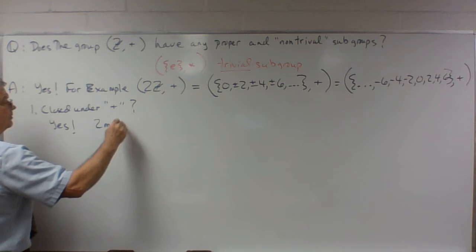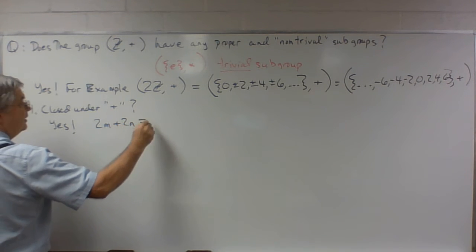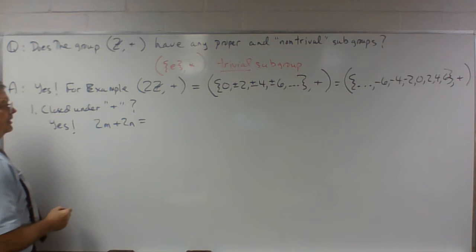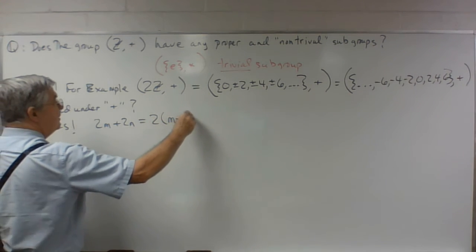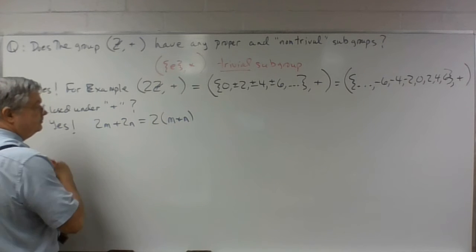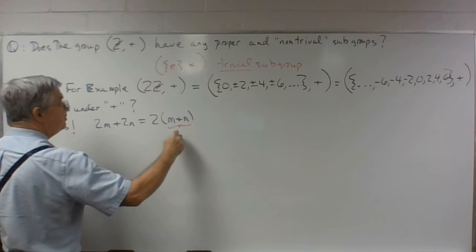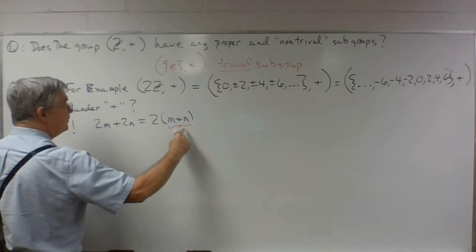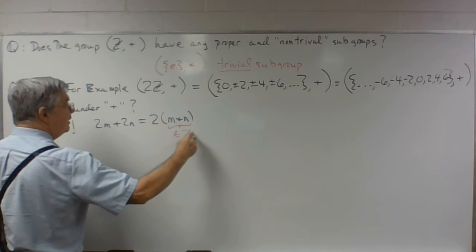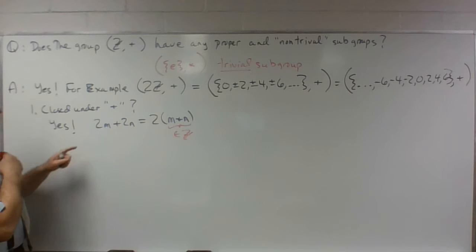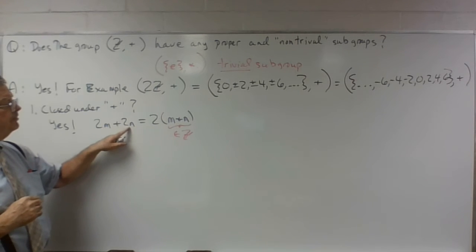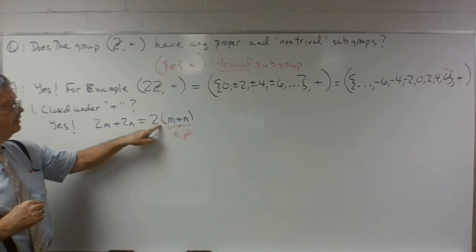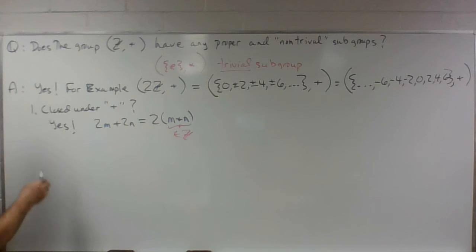2m plus 2n, where n and m are integers, is equal to 2 times m plus n. And m plus n, of course, is itself an integer. So we take two even integers, two integer multiples of 2, we get another integer multiple of 2. So let's see, another one.